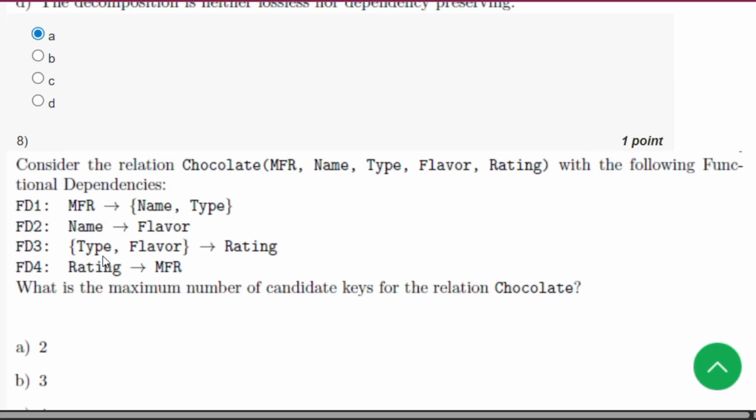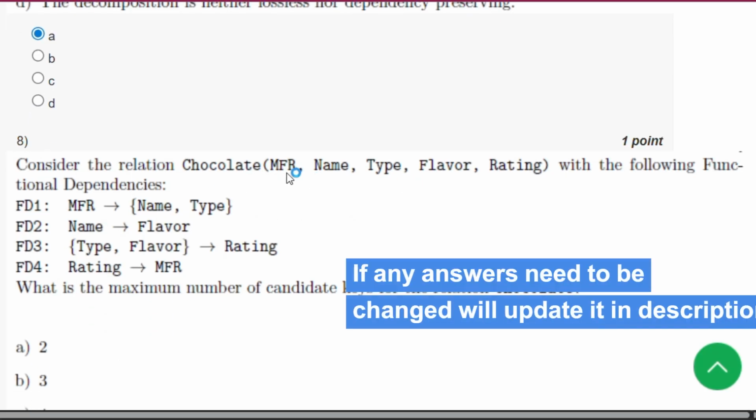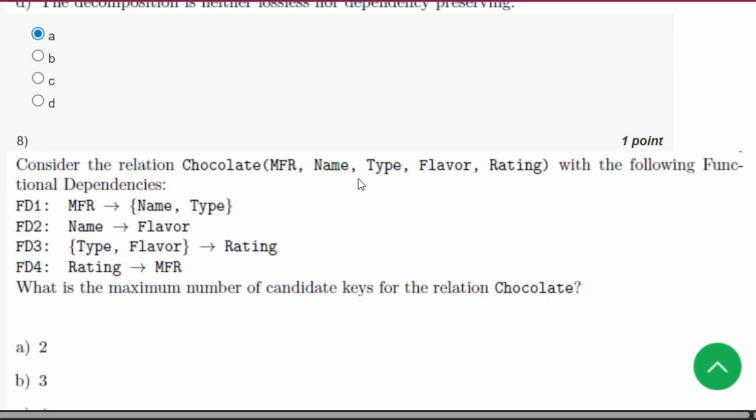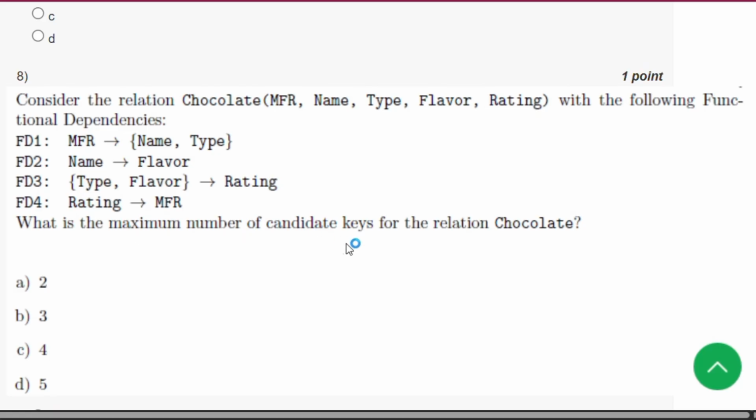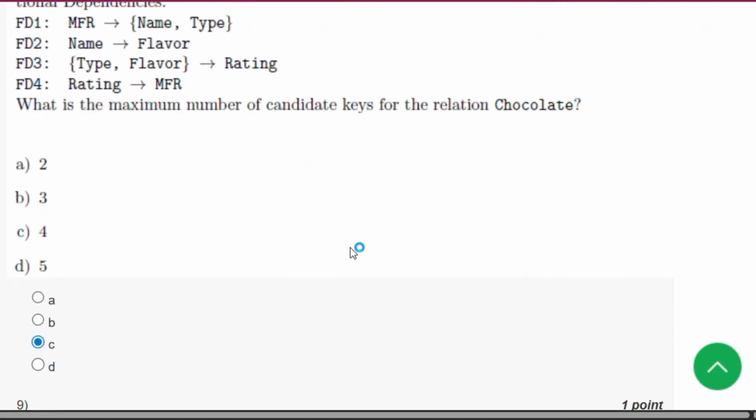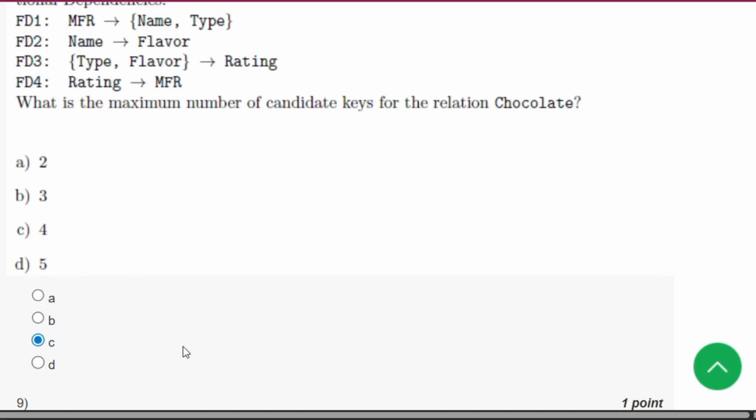Now question number 8, consider the relational chocolate. Now MRF, MFR, name, type, flavor, rating are given, with the following functional dependencies. Now what is the maximum number of candidate keys for the relation chocolate? So the answer will be option C, that is 4.